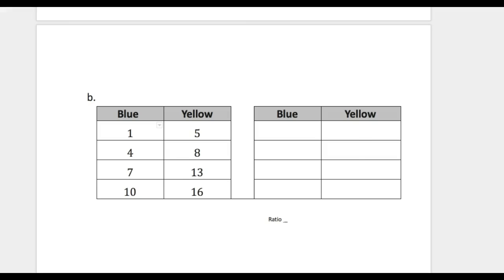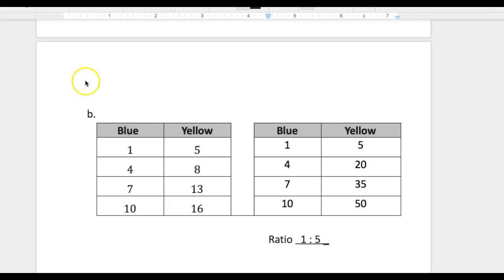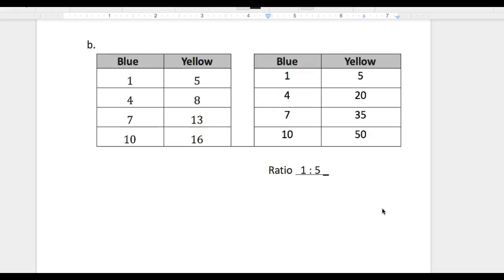Okay, this one was a bit more tricky, but to get from 1 to 5, you multiply by 5. So this one you need to multiply by 5, so it's not 4 to 8, it's 4 to 20. 7 you multiply by 5, and you get 35, not 13. And when you multiply 10 by 5, you get 50, not 16. And so the only one that was correct in this one was the first one. The ratio in this case is 1 to 5.